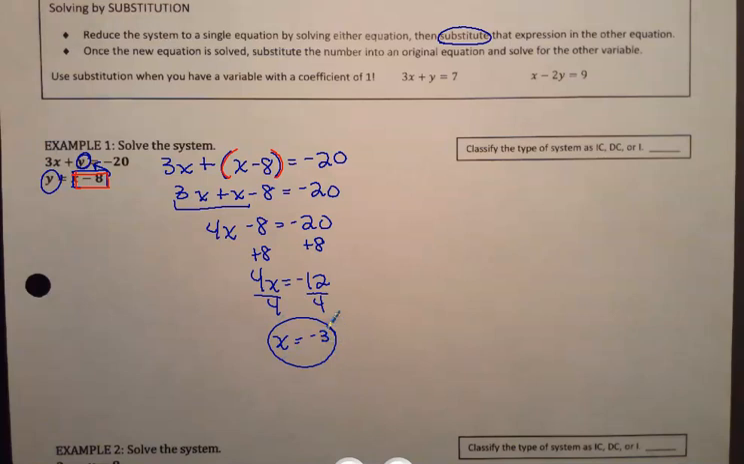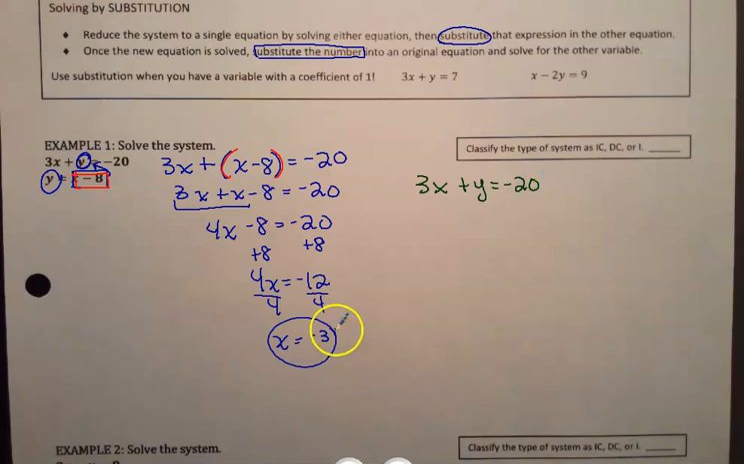The next thing. Once the new equation is solved, substitute the number, because now I have x equals a number, negative 3, into an original equation and solve. It doesn't really matter which one we choose. You can choose either one, and we can do it twice. So I'm going to take this, let's do the 3x plus y equals negative 20. I'll do that one first.